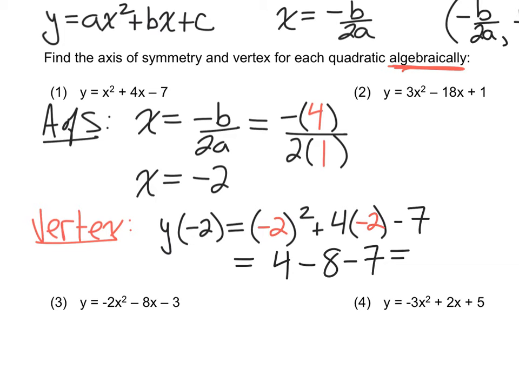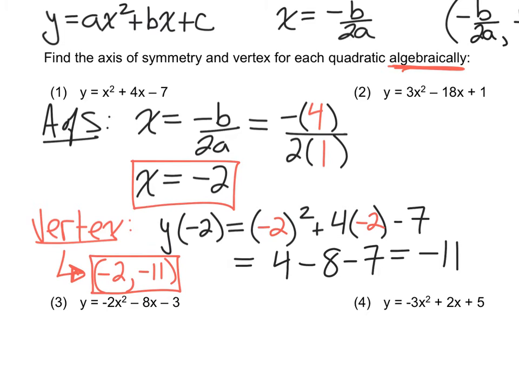All right. I always get hung up on the simple arithmetic. Negative 11. There it is. All right, so my vertex is x comma y, negative 2, negative 11. All right, so we needed our axis of symmetry and we needed our vertex, and now we have it.